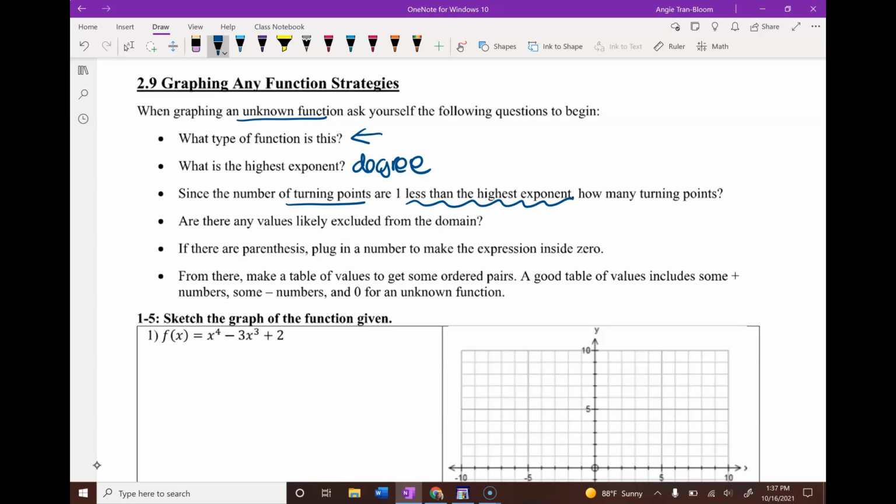Are there any values likely to be excluded from the domain? Normally, that would happen if you have a variable in the denominator. Now, if we have parentheses, plug in a value to make the expression inside zero. This is the same thing as finding the x-intercept. And then from there, make a table of values to get some ordered pairs. A good table of values includes some zeros, some negative numbers, and some positive.